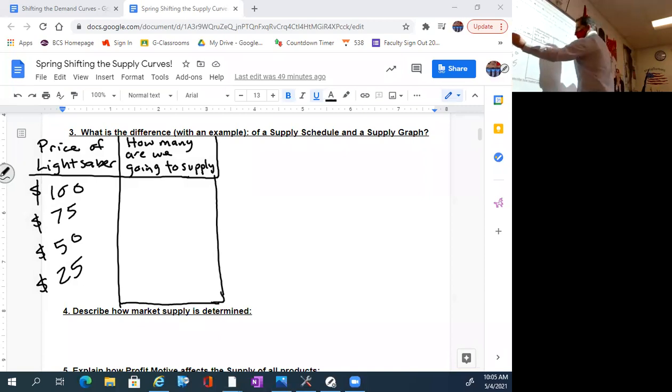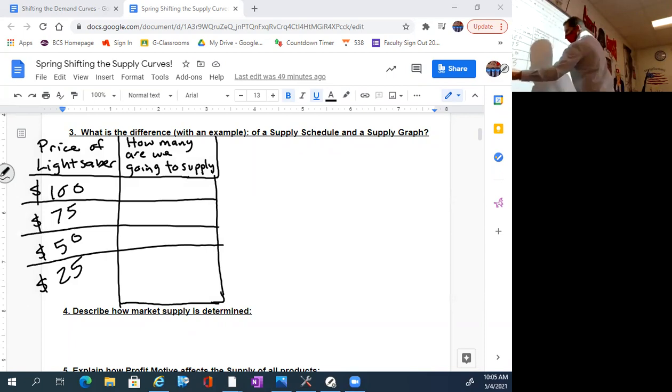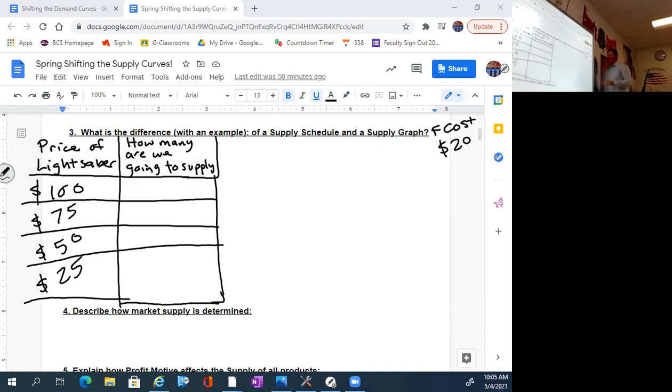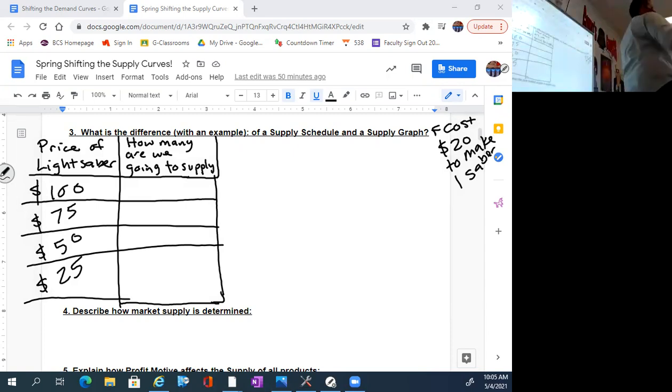All right, I'm going to give you a little bit of information. I'm going to give you one piece of information. It's going to cost $20 to make one saber. Kyber crystals are expensive. So in order to make this lightsaber right here, it's going to cost you $20.